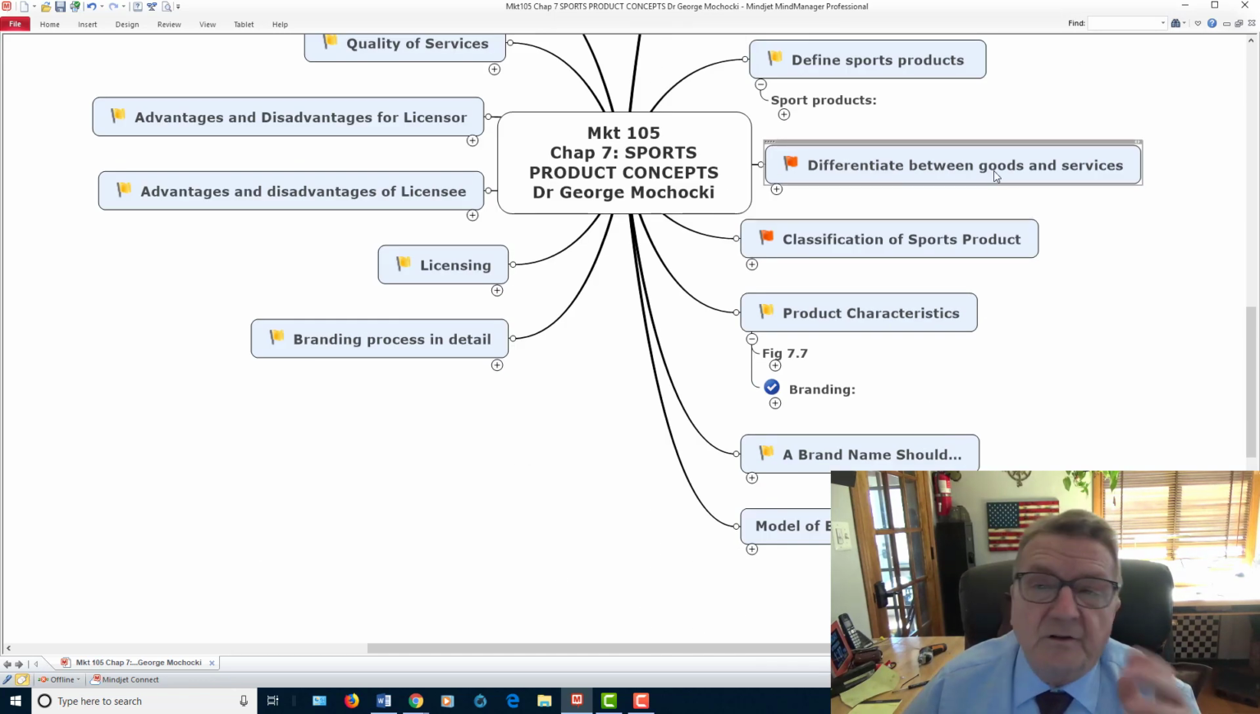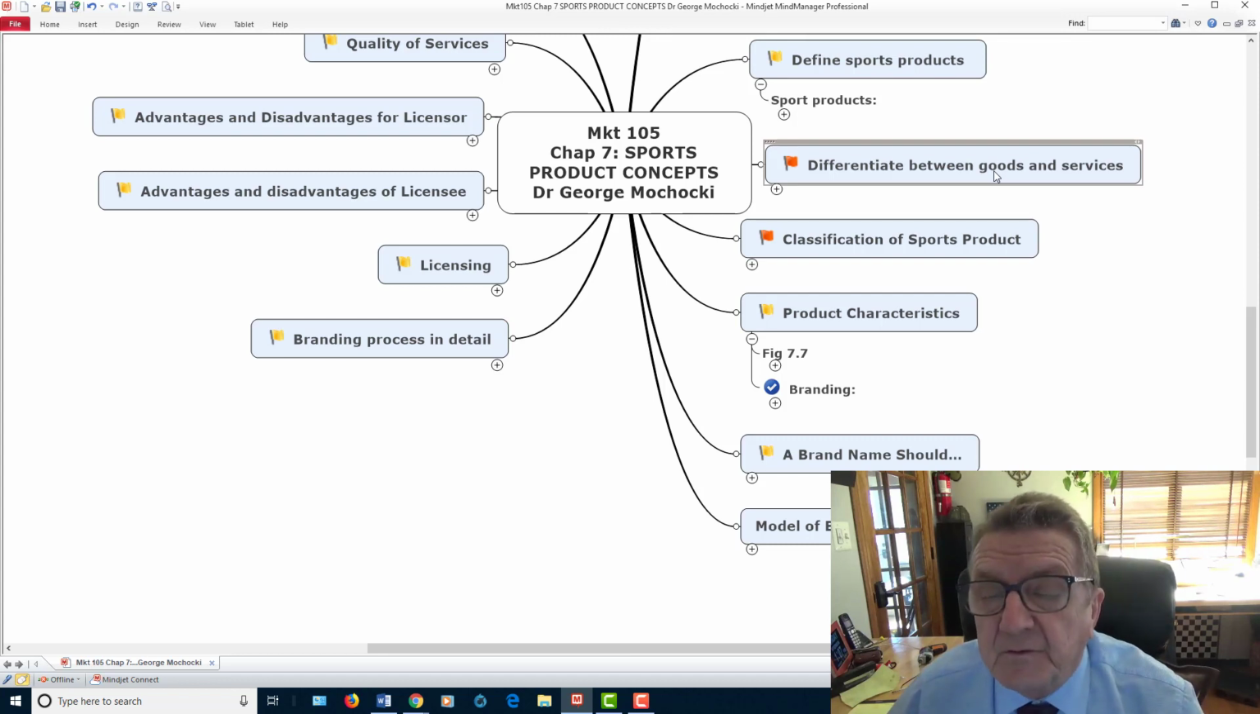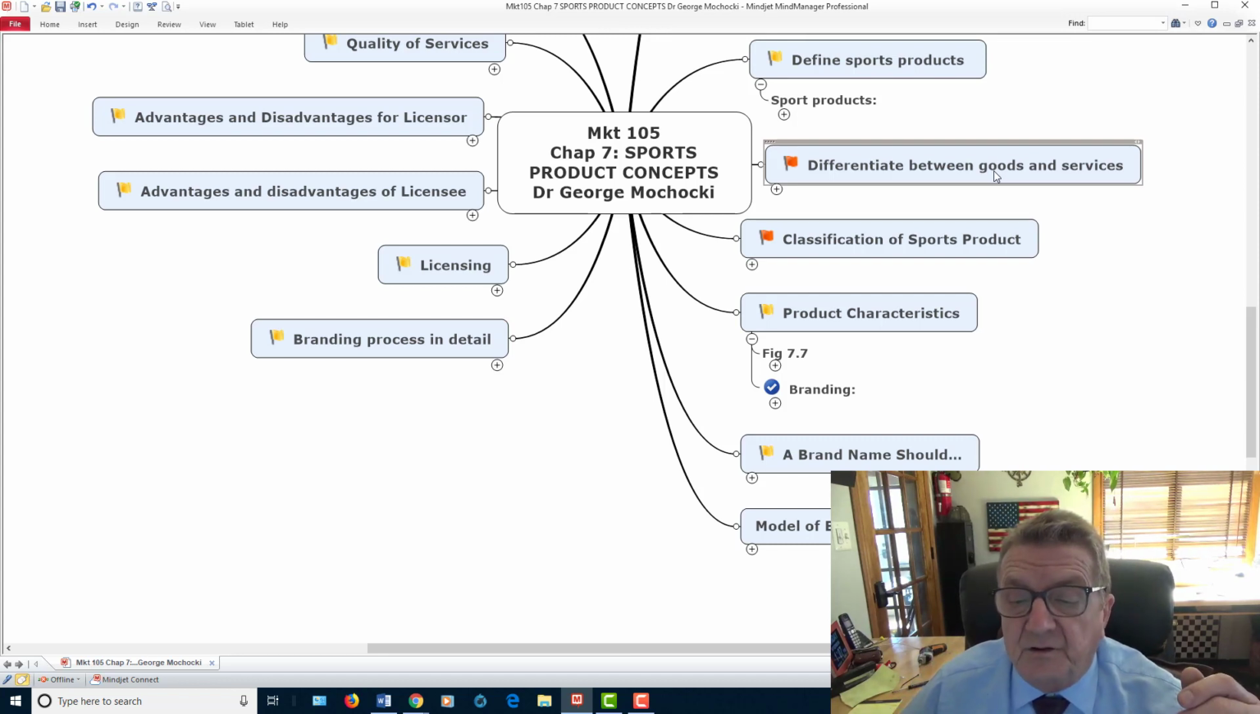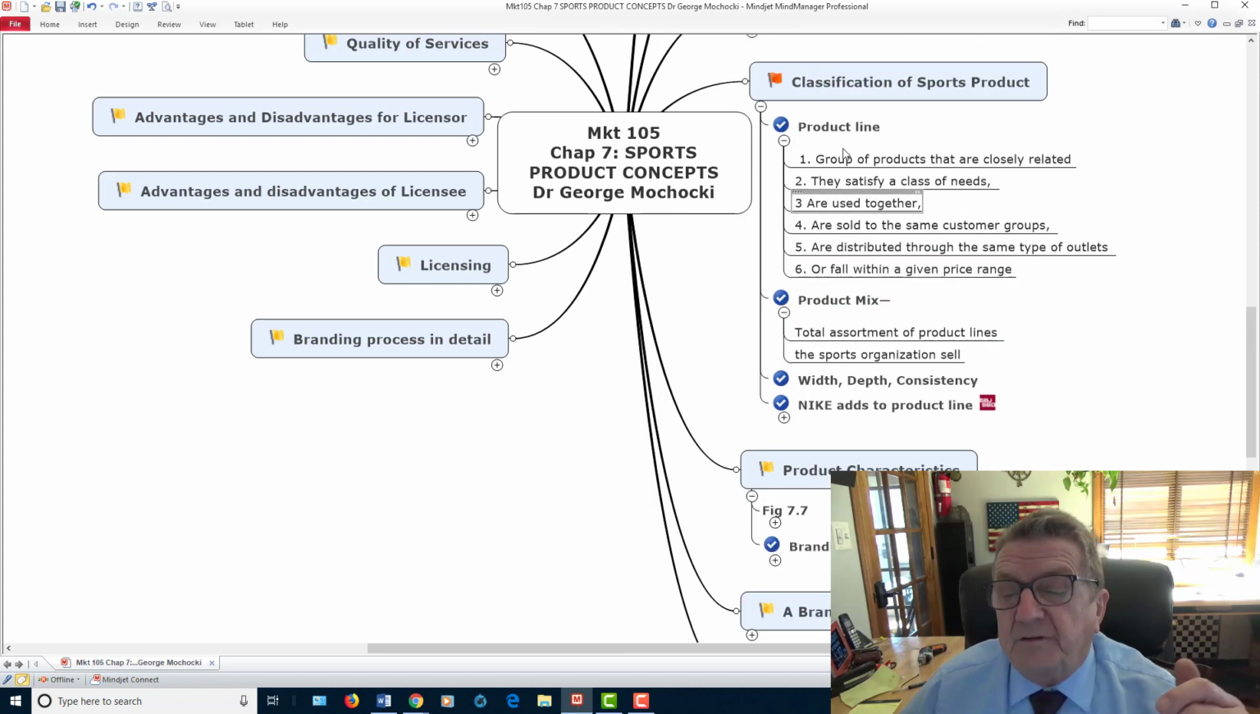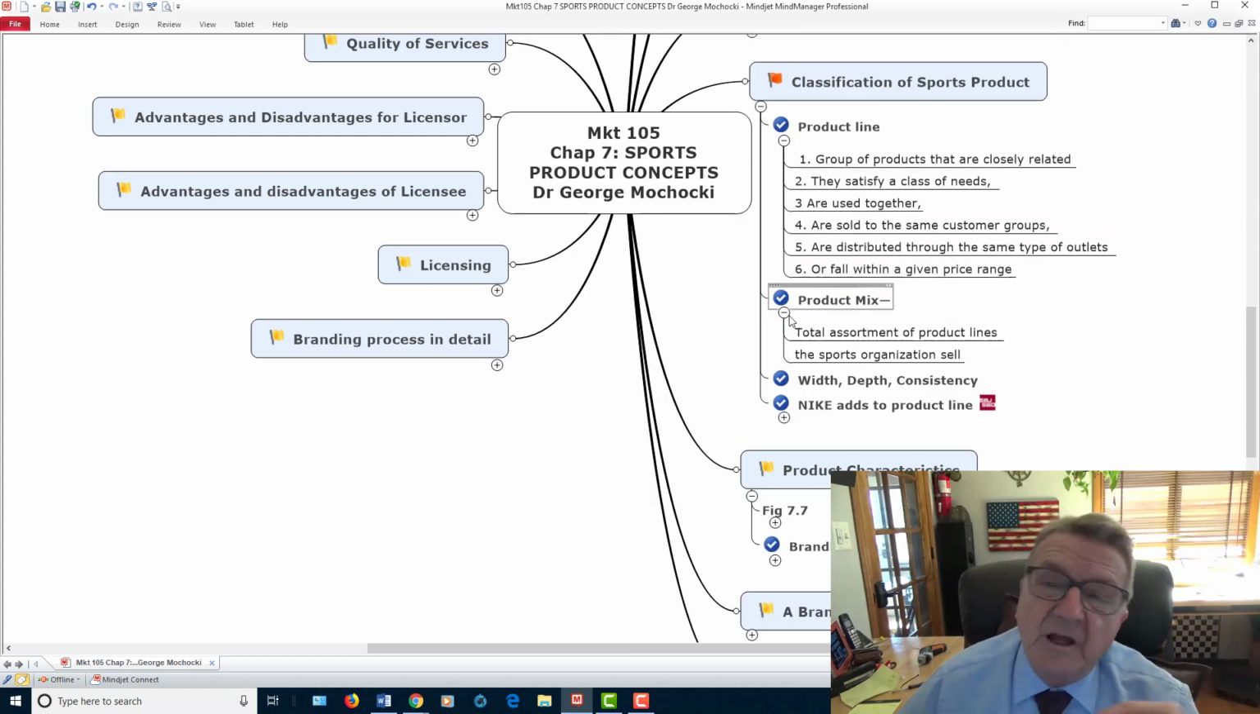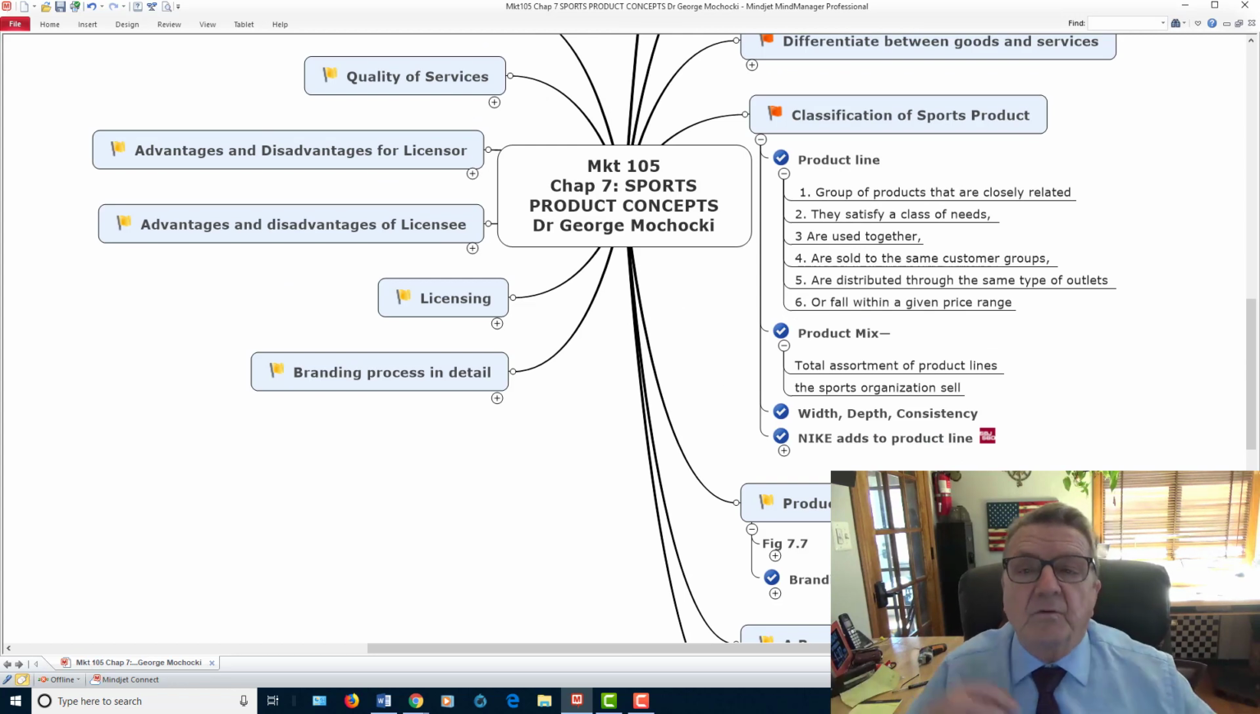The thing you have to know is the difference between goods and services. That's easy. Goods are tangible. Services are how well I take care of you. If I go to a game, that's a service, for lack of a better word, but they sell a lot of goods and products there too. Classifications of sports products: basically, you have product lines and product mixes. Again, look at my full video, which goes into all the details. I just want to give you a quick overview.